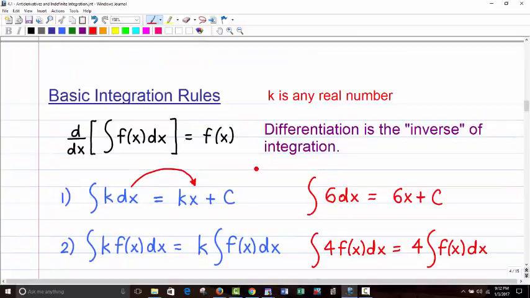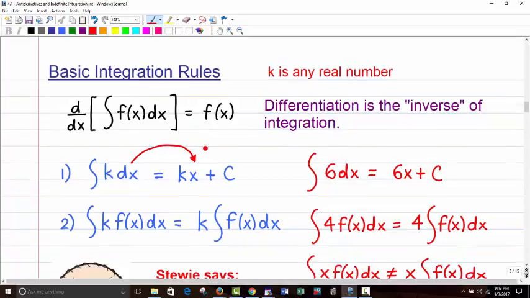And here come some rules that we'll need. I'm telling you that differentiation is the inverse of integration, the reverse process. So if you have an integral inside here, the integral of f of x dx, and you put a d dx out here, so if you took the antiderivative of f of x, then took the derivative of that result, you'd be right back to where you started with the f of x. That's all that's saying right there. So if you went back a step, forward a step, you're right back here. And this is mentioning that k is any real number.